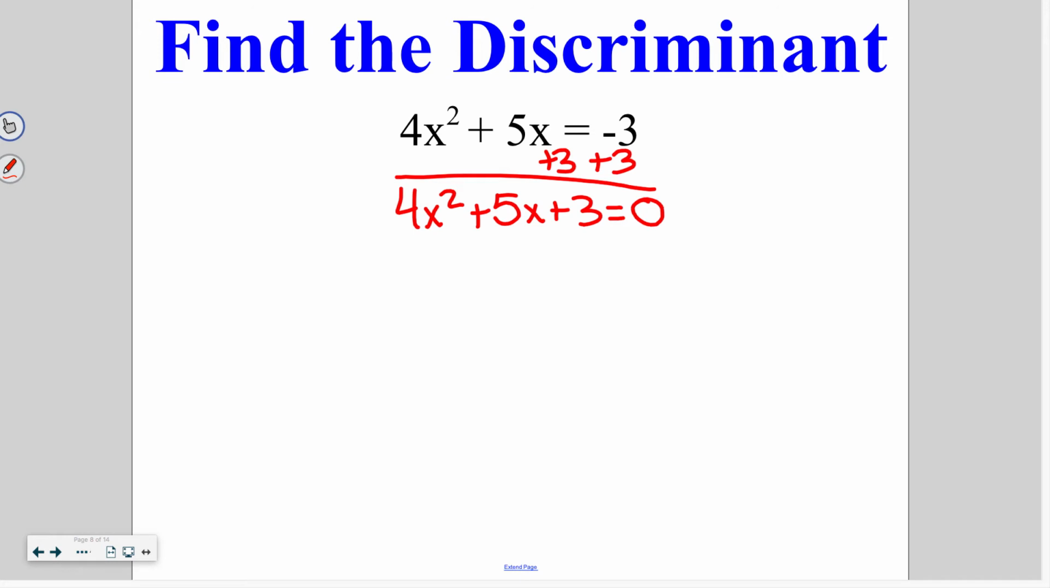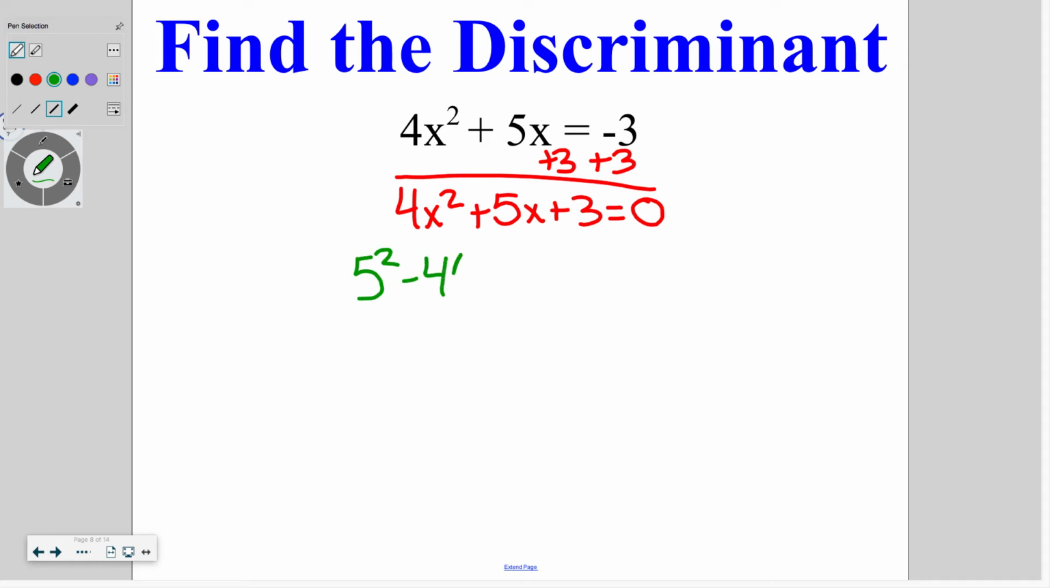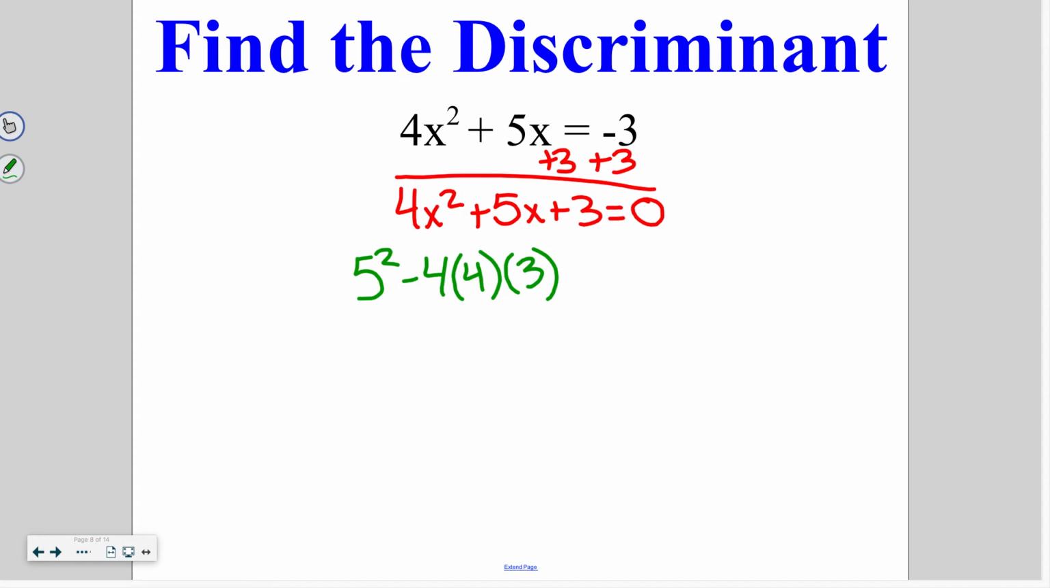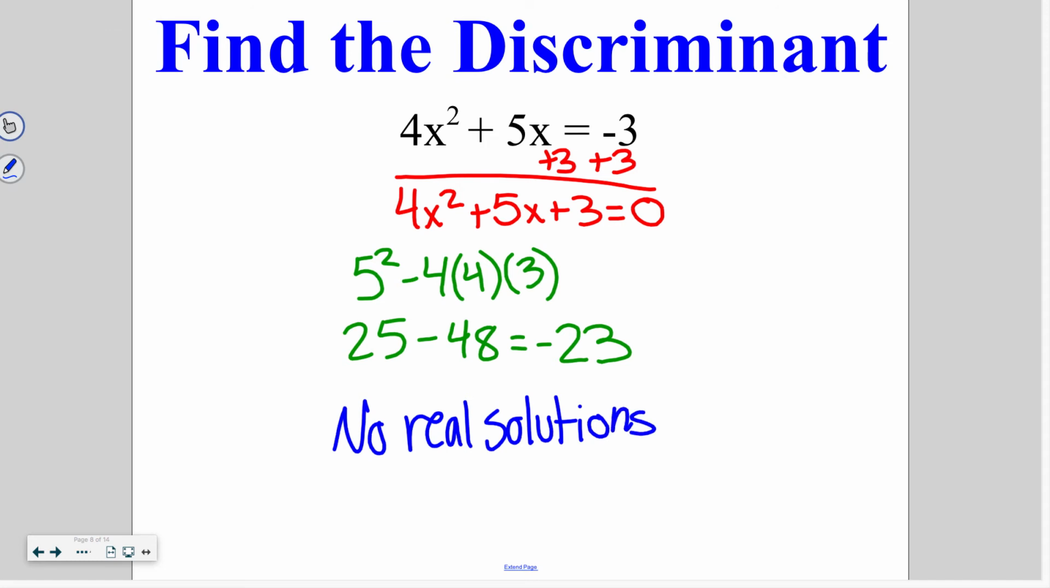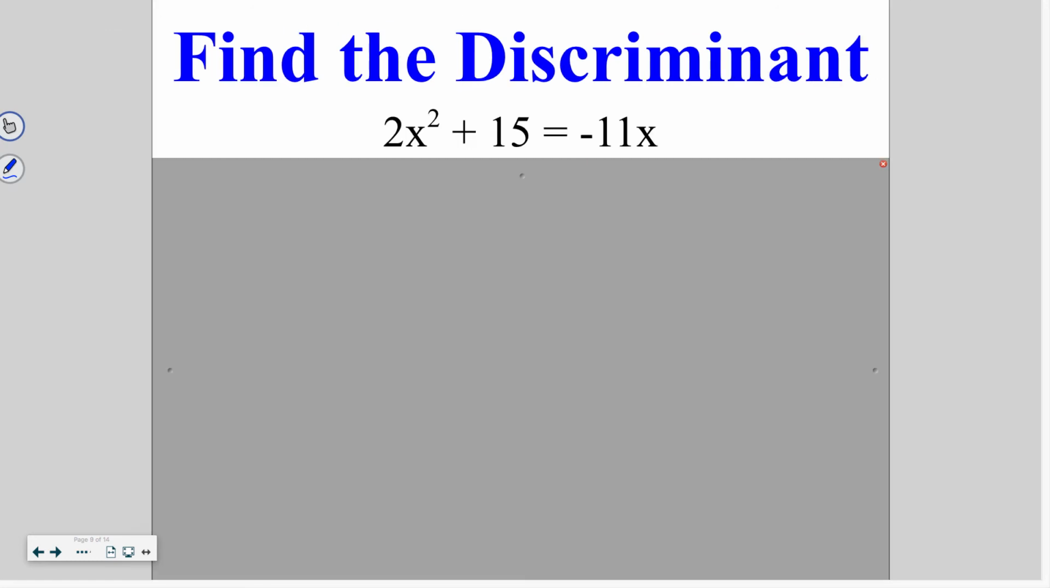Since it's asking us to find the discriminant, we just need to take b squared, which is 5 squared, minus 4 times a times c, which is going to give me 25 minus 48, which is equal to negative 23. Since our discriminant is negative 23, that means we have no real solutions for this problem. Go ahead and try this one on your own.